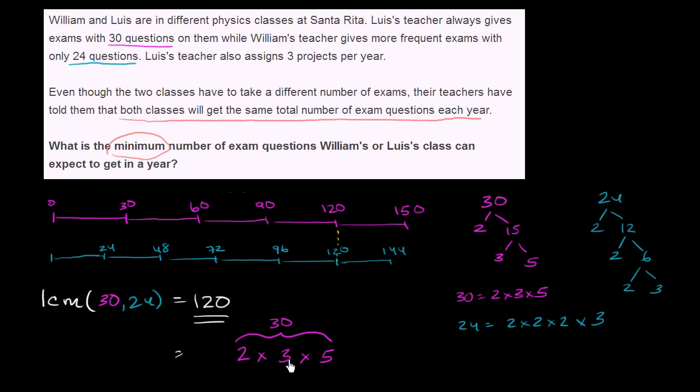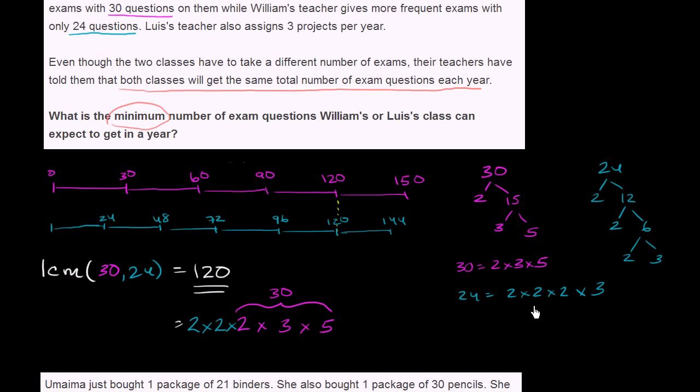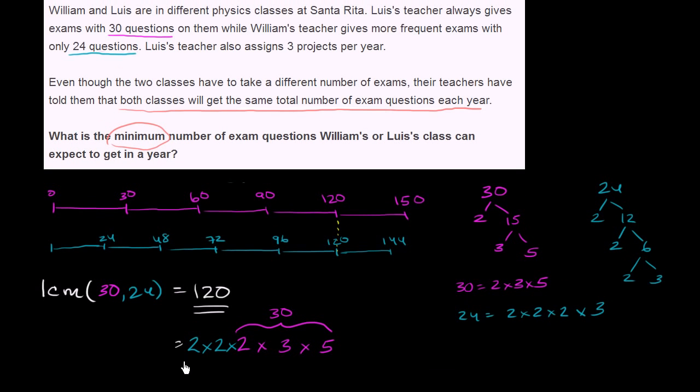Well, we already have a 3 and we already have a 2, so we just need 2 more 2's. So 2 times 2. This right over here makes it divisible by 24. And so this is essentially the prime factorization of the least common multiple of 30 and 24.